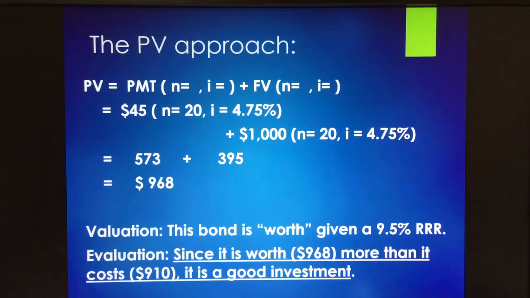N is 20. I is 4.75%. Where does that come from? It's the 9.5% market rate divided by 2, again, because we had to convert that annual rate to a semi-annual rate. Notice we've got two parts here again. I had to break it down into two separate lines just to get it on the slide. And I've shown the separate values, for no good reason really, shown the value, for instance, 573 as the present value of the interest stream, and 395 as the present value of that $1,000 face value.